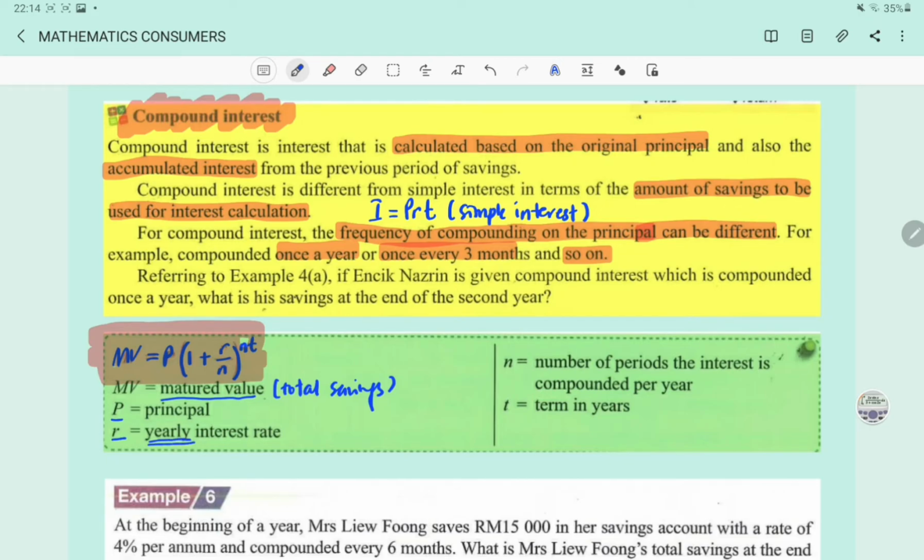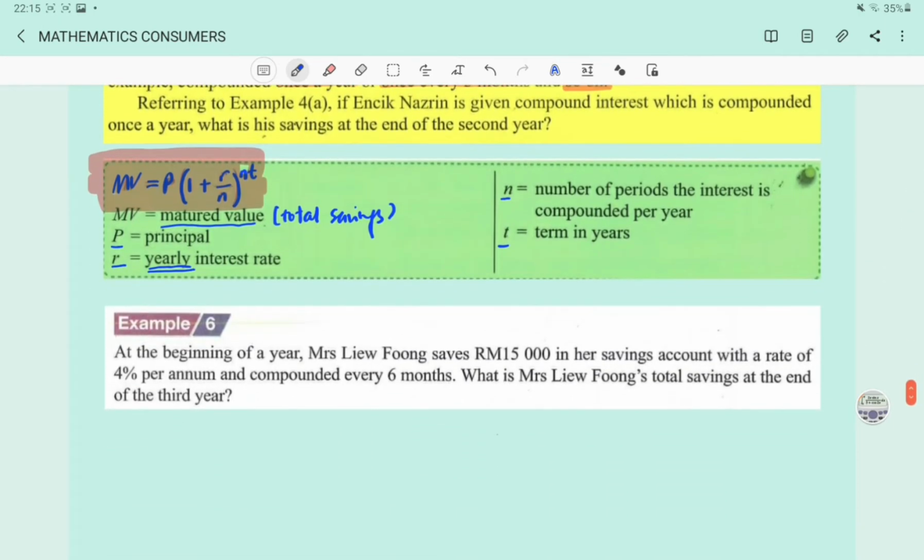N is the number of periods in which the interest is compounded per year. If it is compounded every 6 months, it means twice a year. If it is compounded quarterly, it means 4 times a year. And T refers to the term in years. So now look at the example.